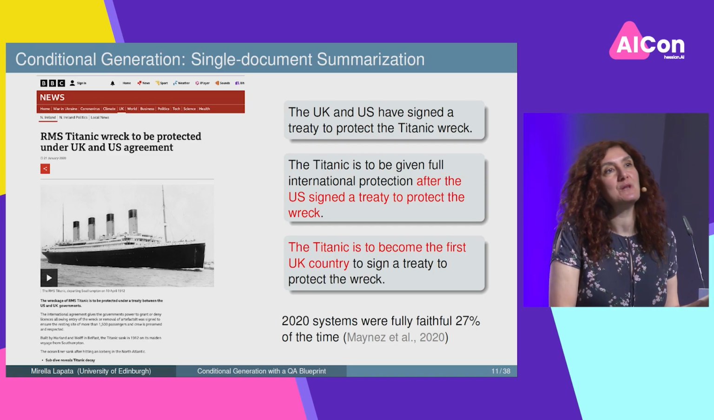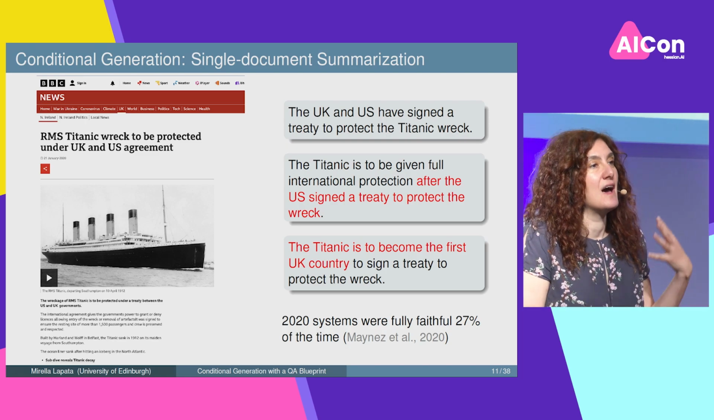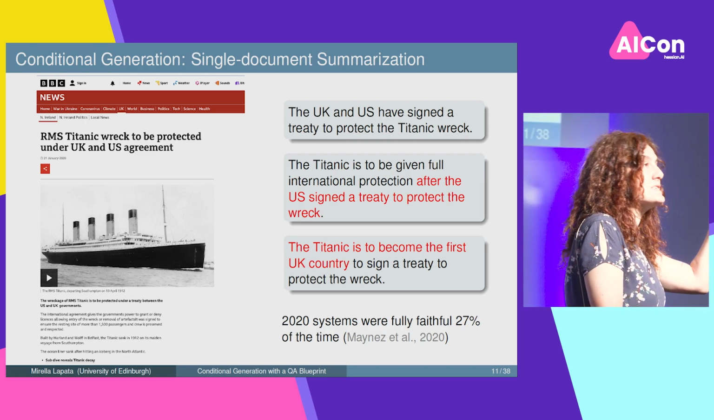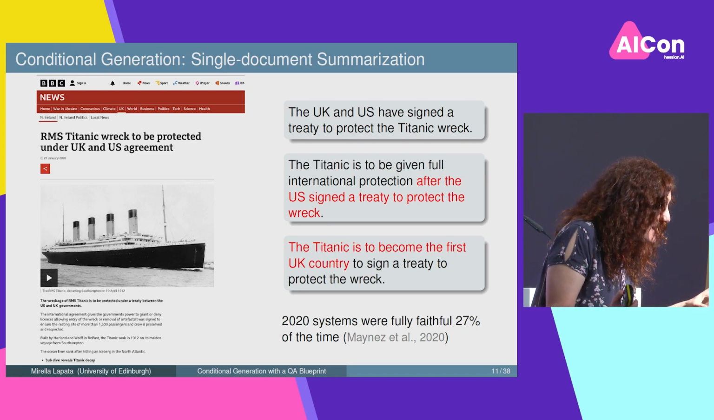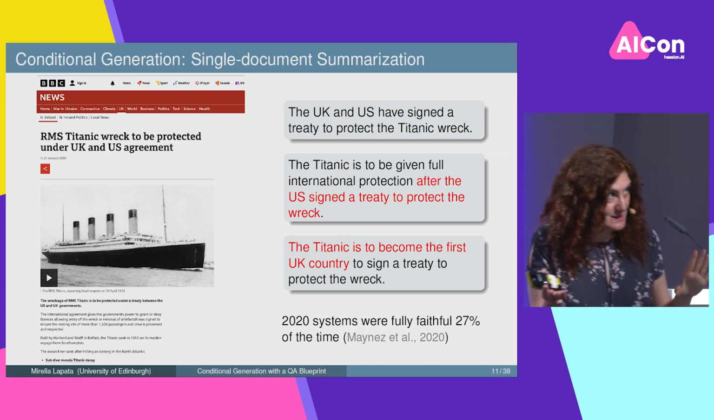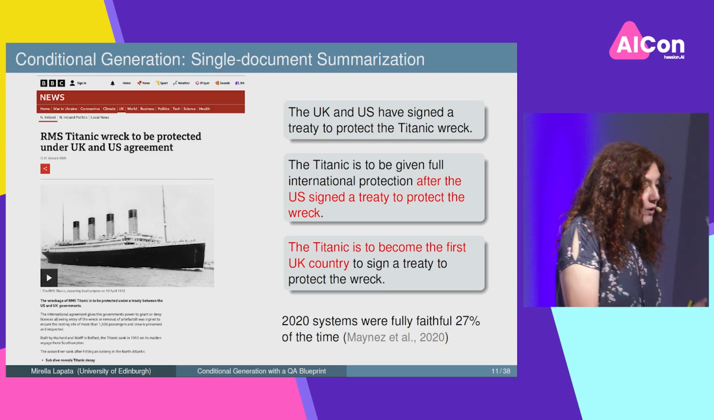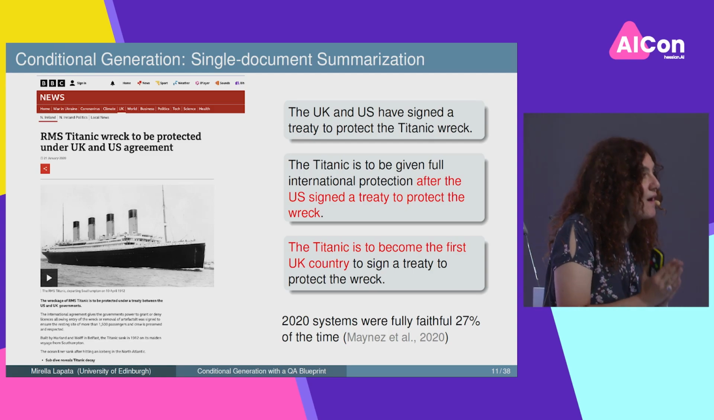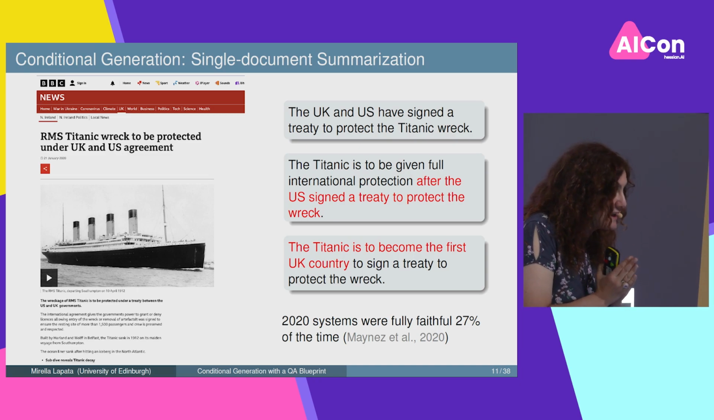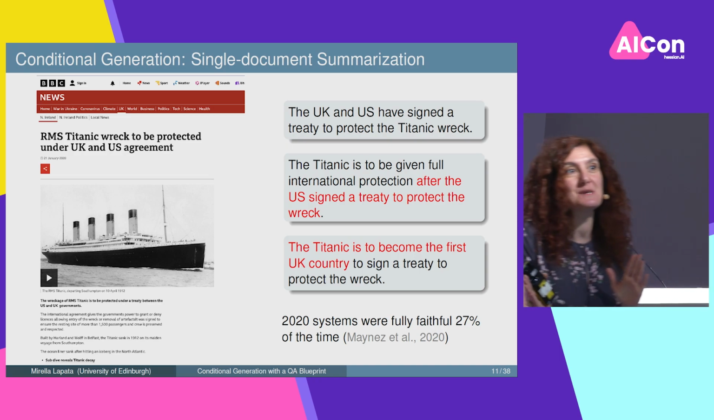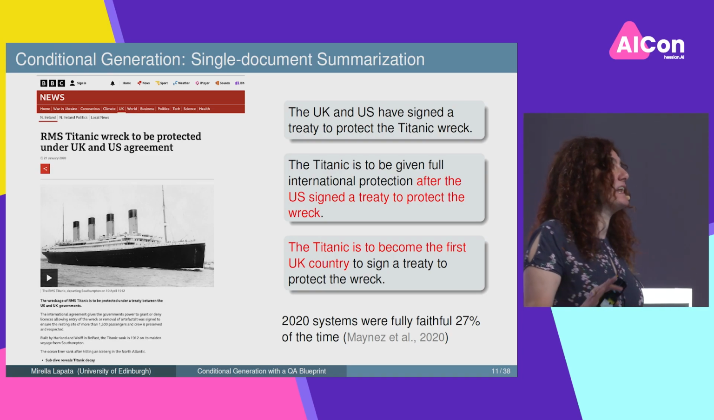So let's take a simple example, which is single document summarization. This is a BBC article that is given as input, and we have a one-sentence summary as output. One sentence. That's not difficult. I mean, it's a simple task. In 2020, they did this study, Maynez et al., and they discovered that only 27% of the time the systems were faithful. They did not have hallucinations, 27% of the time. Maybe it's a bit better now, but still, it's not 100%. And I would say it's definitely less than 50%.